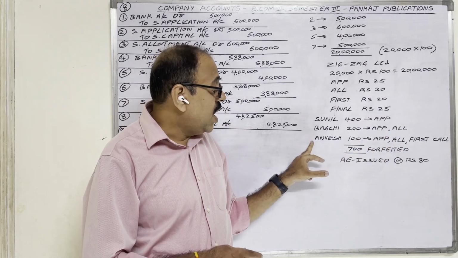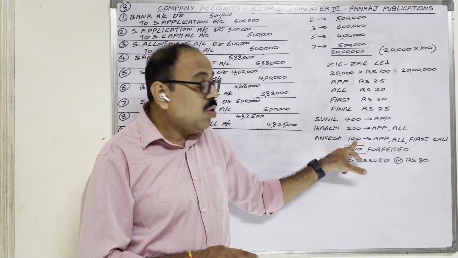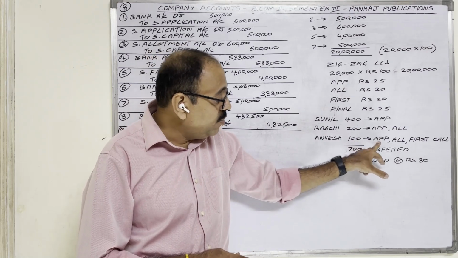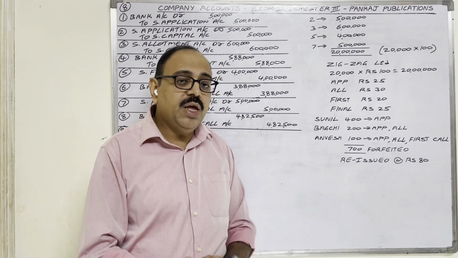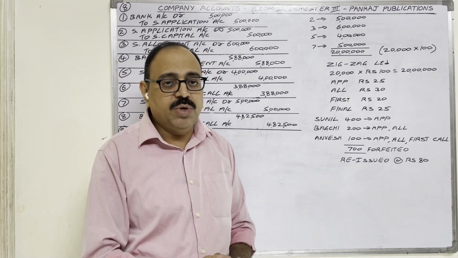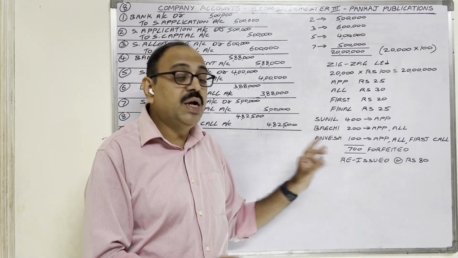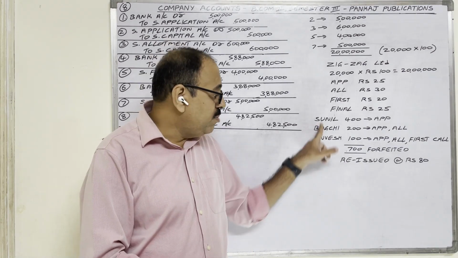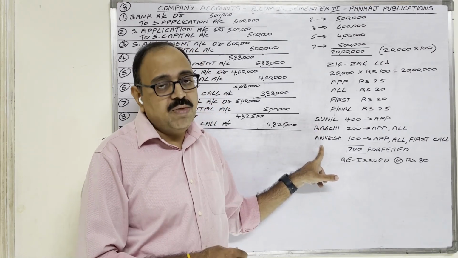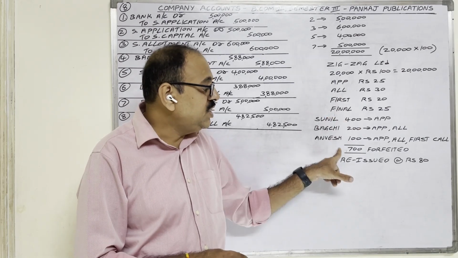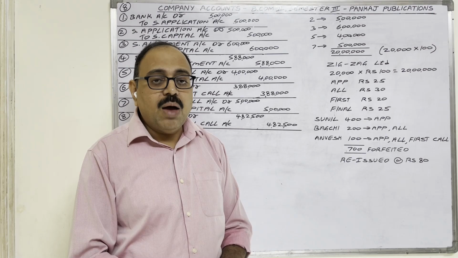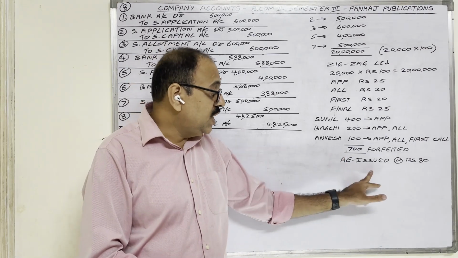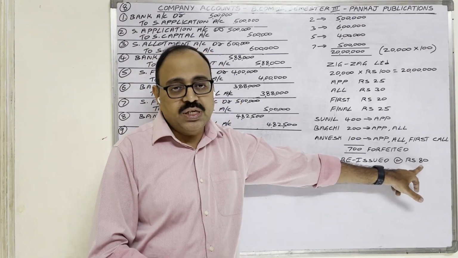Third applicant, Anvesh, is holding 100 shares. He paid application money, allotment money and first call money. The remaining applicants paid all the installments. Only these 3 members made some default. These 3 members did not pay the final call money. The company forfeited their shares, so a total of 700 shares are forfeited. The company reissued these shares at the rate of 80 rupees each.